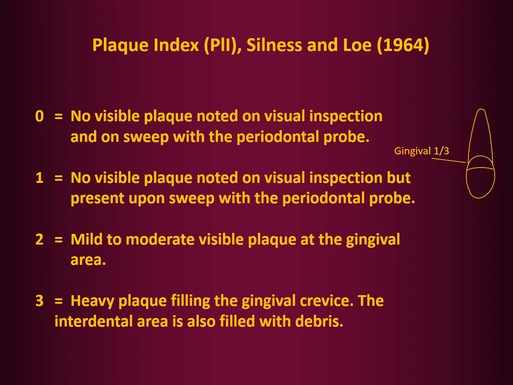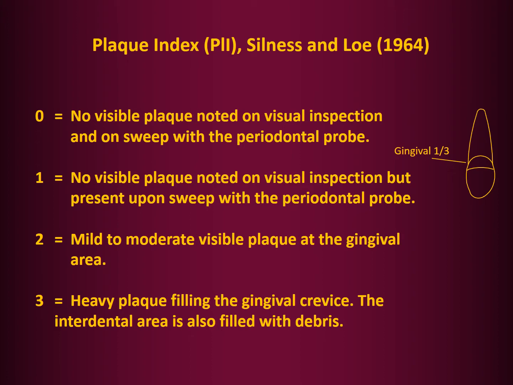A score of 0 means there's no visible plaque on the tooth surface on visual inspection, and you do not do anything else but look at the tooth surface to see if there's plaque present at the gingival third. A score of 1 means there's no visible plaque on visual inspection, but there is plaque that accumulates on the probe when you sweep the probe onto the tooth surface, and it comes off with plaque on it. A score of 2 means that there's mild to moderate plaque on the tooth surface at the gingival area that can be seen very easily with the naked eye.